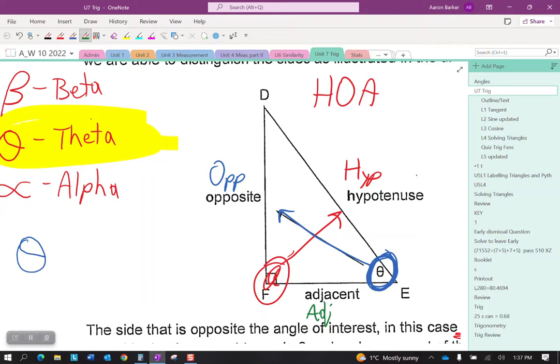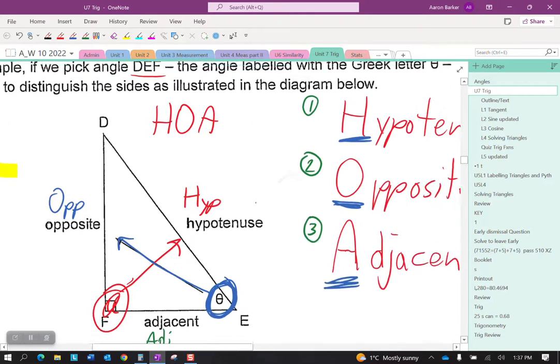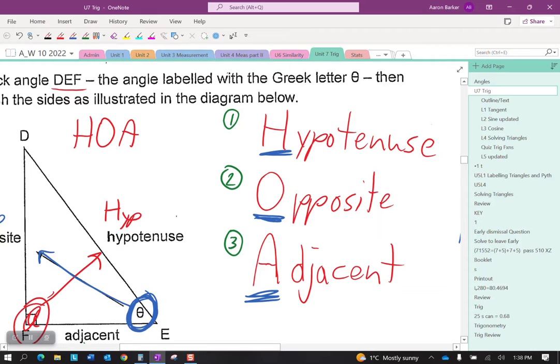And you want to do it in that order. So the first thing you label is what? Your hypotenuse. Do that number 1. Number 1, label your H. Number 2, label your O. Number 3, label your A.